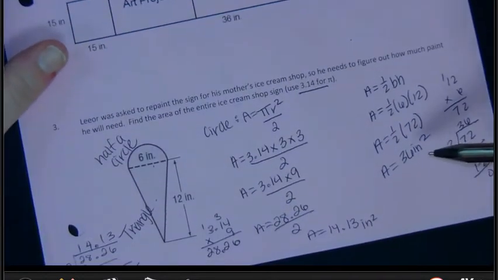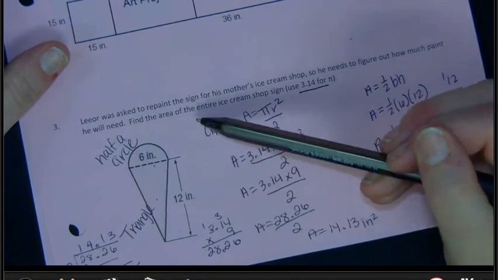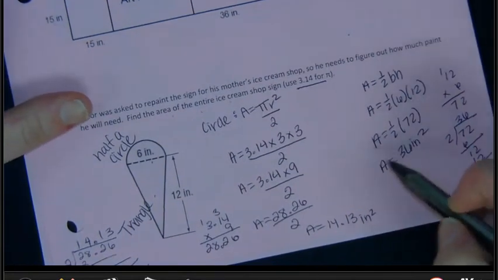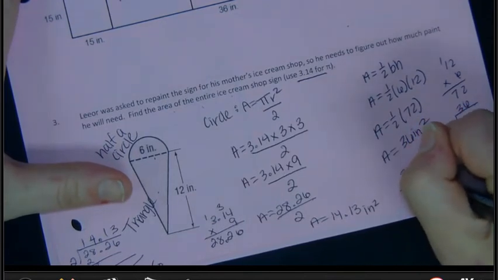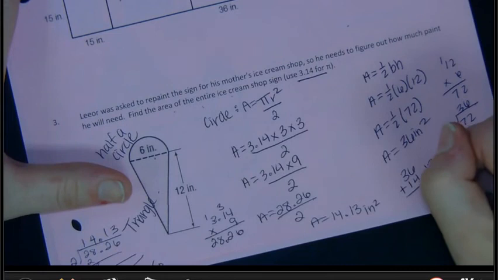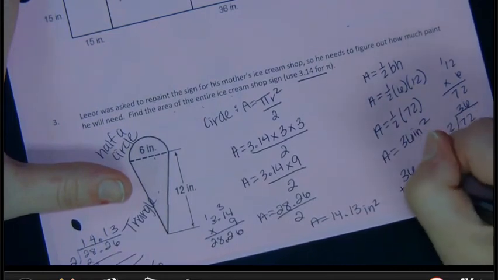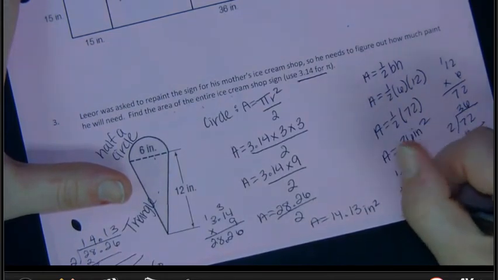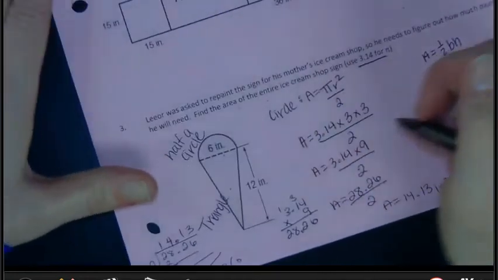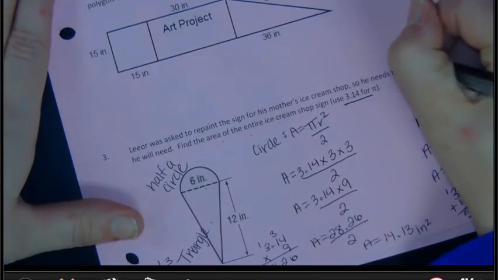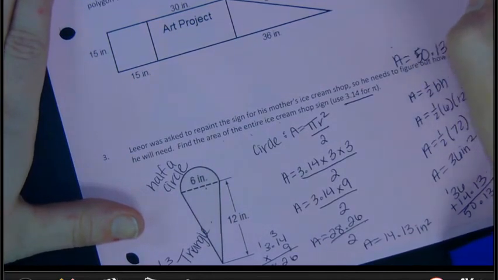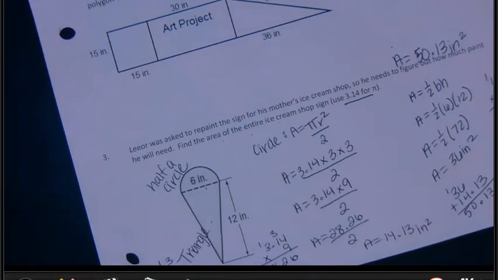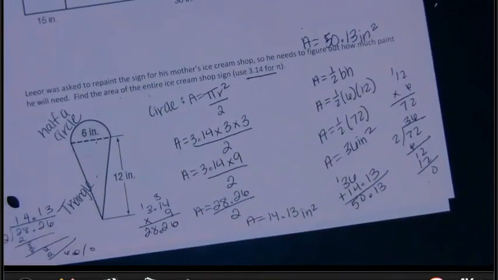Now, this is not my final answer because it wants to know what's the area of the entire ice cream shop sign. I need to add these two numbers together. So 36 plus 14.13. Bring my decimal straight down. 3 plus 4, 1 is 4, plus 1 more is 5. So the entire area of this is 50.13 inches squared. If you have any questions, please let us know.